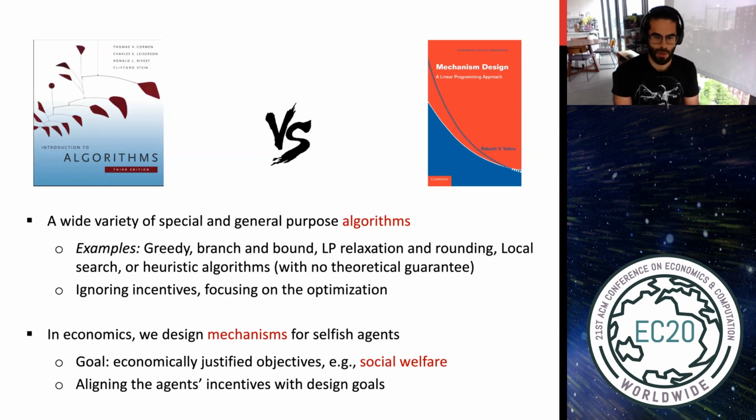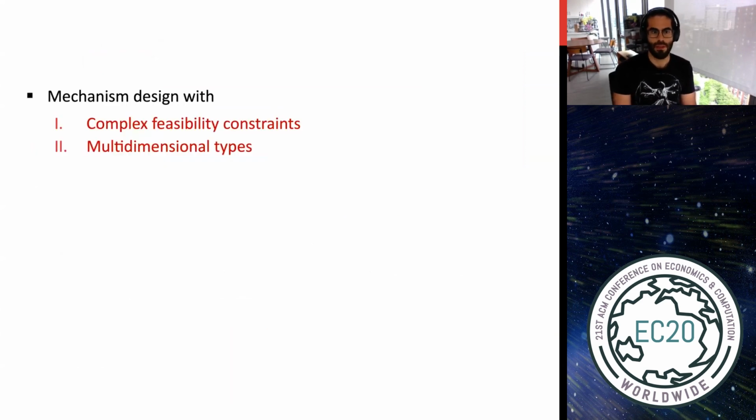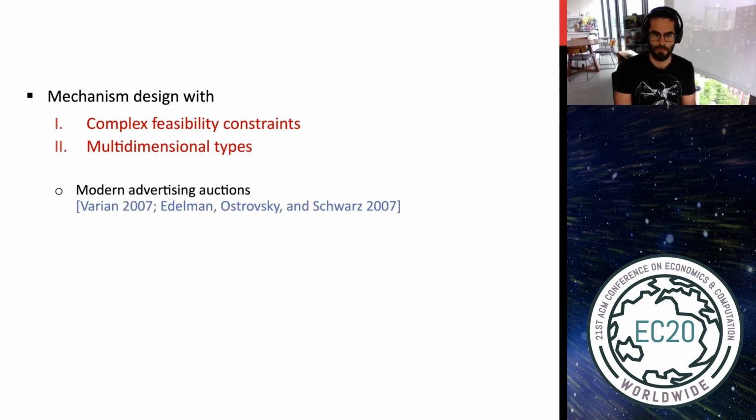So it seems it's a harder problem, and in fact it is, not only because of incentives, but also because in many settings, especially in modern settings of mechanism design, we have extra complexities due to the feasibility constraints or maybe the multi-dimensionality of the types or private information of the users of our mechanism. Probably for this audience, I don't need to convince you this is actually the case, but let me just name a few of these settings.